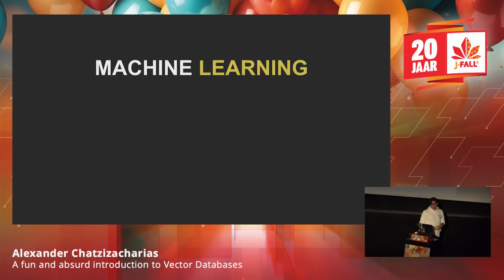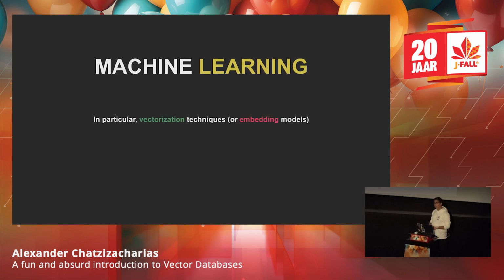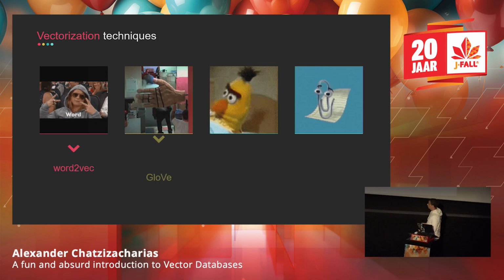And notably so-called embedding models. Who has heard of embedding models? Great. Well, if you've played with ChatGPT or the OpenAI APIs, you would have noticed that they had so-called embedding model endpoints. And these embedding models are vectorization techniques where you basically supply a text or an image or something, and you get a vector representation back. And these have been trained over the years. There are a lot of vectorization techniques out there.